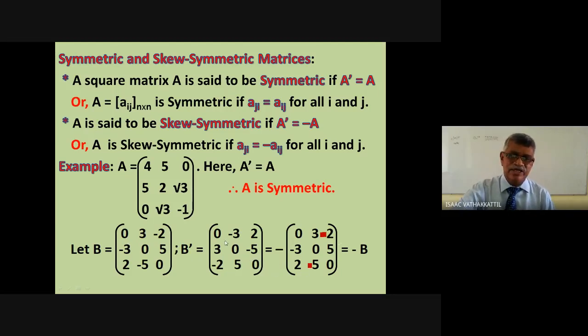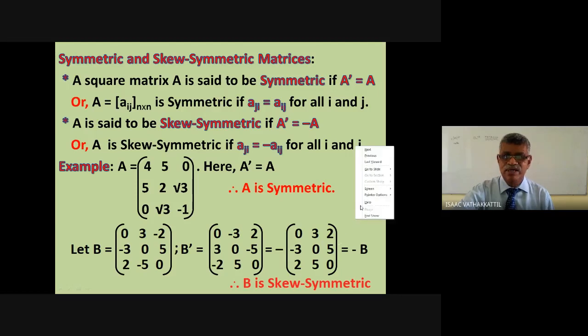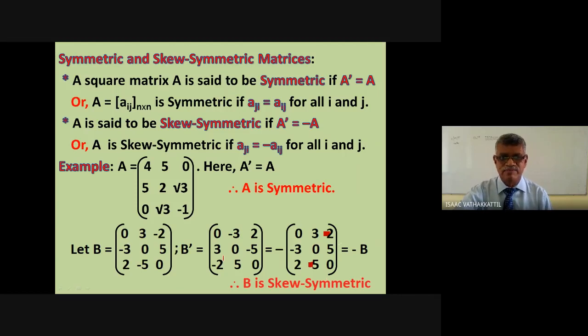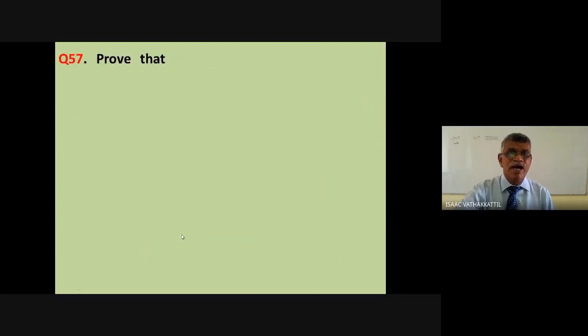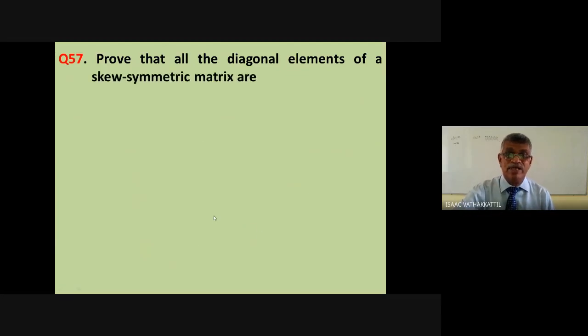But did you notice that the diagonal elements are all zeros here? 0, 0, 0 for a skew symmetric matrix. Well, it may be asked, giving us a question, prove that all the diagonal elements of a skew symmetric matrix are zeros. Very commonly asked question.